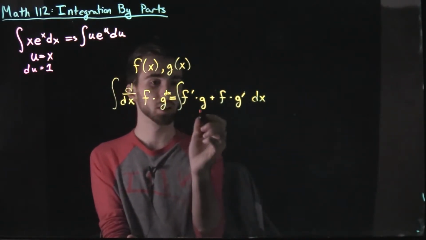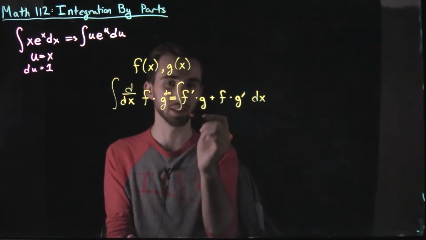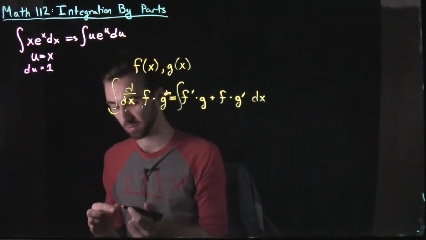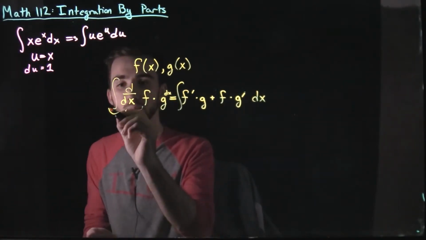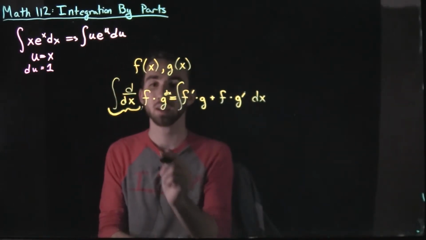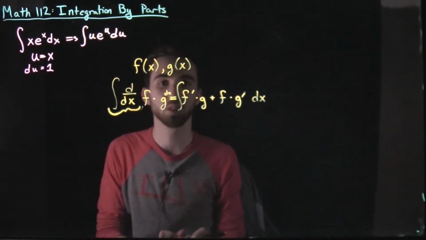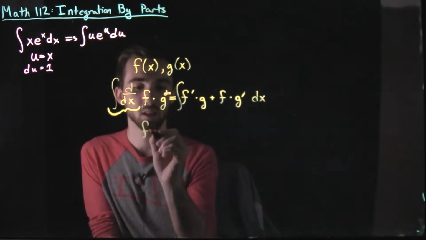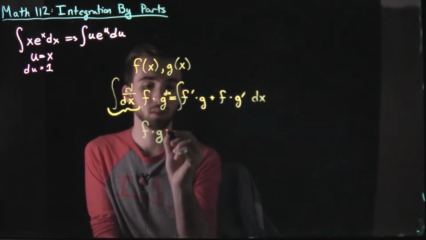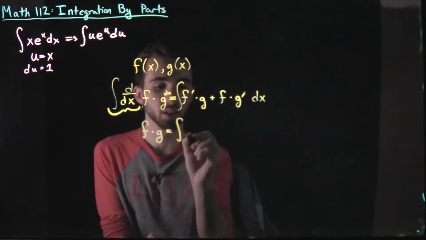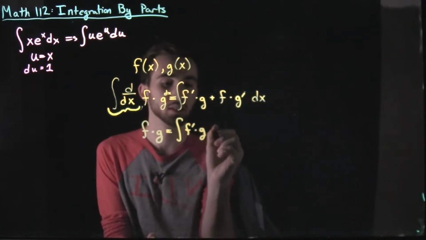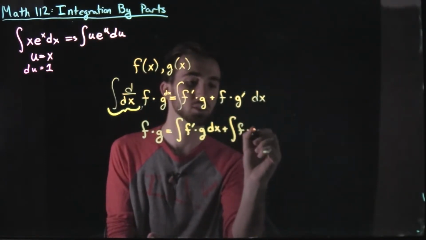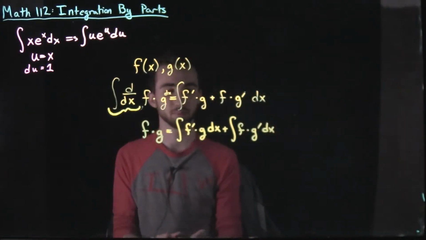So what we do is we can break this integral up because an integral of sums is just the sum of the integrals. And this right here, let me get a different marker. This right here, so much better, just cancels out because the integral of a derivative is just the function itself. So what we end up with is f times g is equal to the integral of f prime times g dx plus the integral of f times g prime dx.